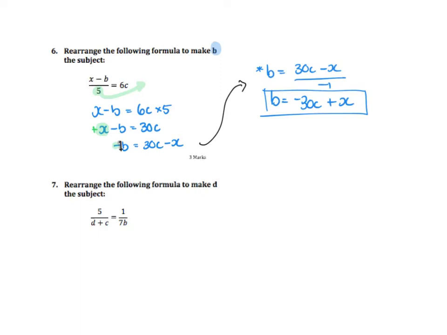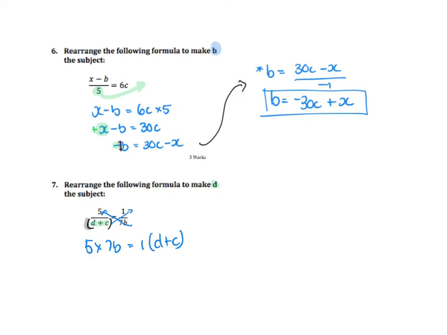Okay, now this one here is asking for d to be the subject. So we don't want d down the bottom here. So we're going to move it, but we've got to move it all together. So it becomes like a group. And because it's dividing, it's going to times. So let's do that cross multiplication thing where we move this dividing up to times on the other side and vice versa. So we've got 5 times 7b equals 1 times d plus c.